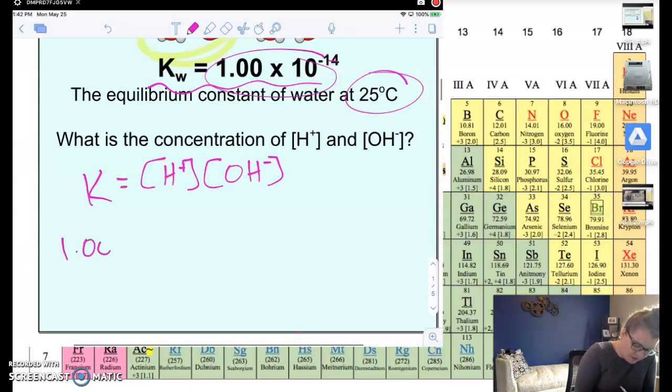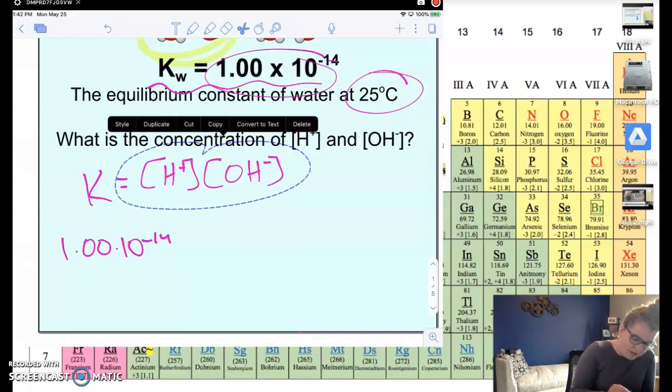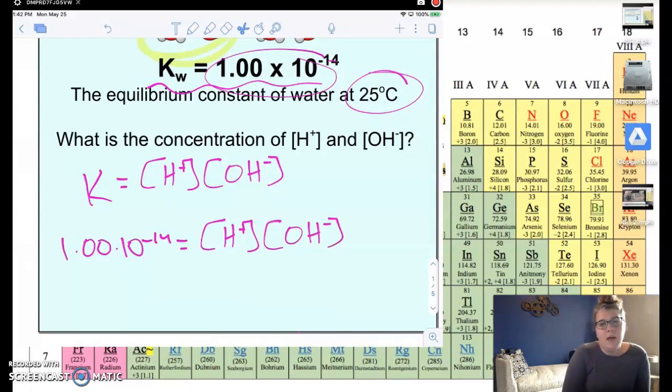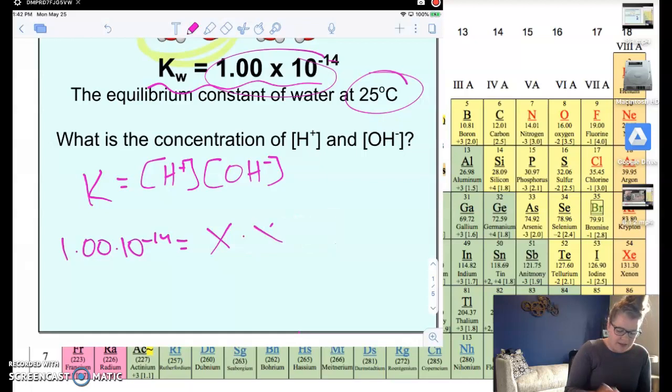All right, I told you what K was for water. So 1.00 times 10 to the negative 14th is equal to H plus times OH minus, okay? Remember how I also said that these values have to be equal? Because if water is totally neutral, you have to have equal amounts of the H or OH, so it's neither acidic nor basic. So if I replaced, let's say, this value with X, but these have to be the same in order for this to be neutral, could this not be X times X? Let's simplify this further. Can this not just be X squared?